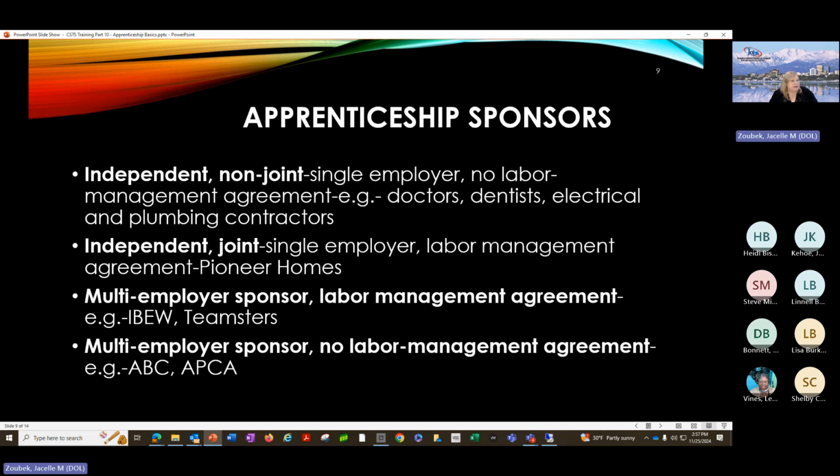And then we have the multi-employer sponsor with no labor management agreement. This is like Associated Builders, building contractors, and APCA. So there's no labor management agreement, but they do have multiple employers signed up under one sponsor. So the sponsor is required for vetting the employees and saying, yes, this person meets what we would say is the minimum requirements through whatever assessment method we did, or if we did a drug test or whatever we did. And we're going to keep track of their related technical instruction. And you, as the employer, when we dispatch them out to you, will follow all of the rules and keep track of their hours and report them to us. Maybe it's monthly, maybe it's every pay period, maybe it's quarterly, depending on what their agreements are. Any questions so far?